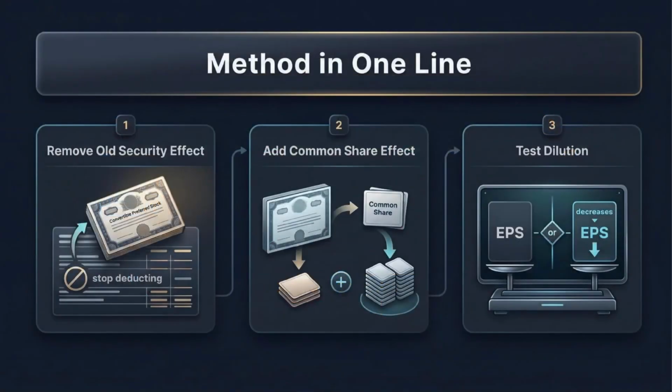The method can be remembered in one line. Remove the old security effect, add the common share effect, then test dilution. For preferred stock, the old effect is the preferred dividend deduction. For debt, the old effect is interest expense. The common share effect is the conversion shares, but the instrument is included only if the final effect reduces EPS. Conversion is assumed for calculation, but inclusion still requires the dilution test.